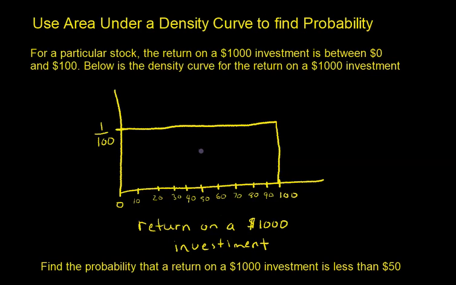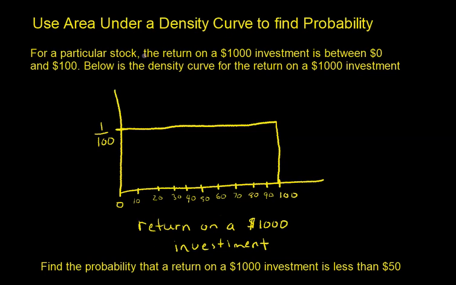In this video, we're going to discuss using the area under a density curve to find probability. And it's really one thing that you need to know to do this sort of problem, which is that the area under the density curve is equal to probability. Okay, so let's go ahead and work through this example.